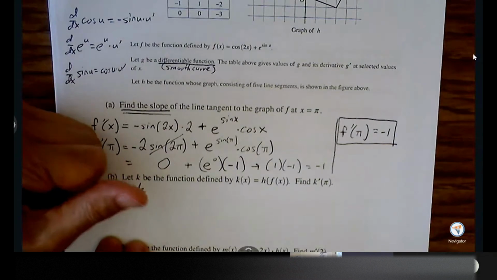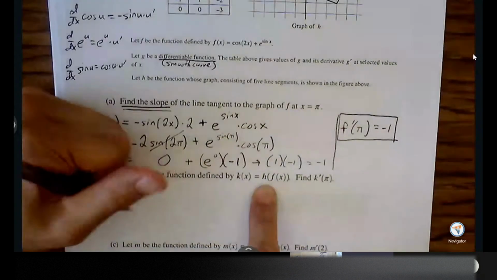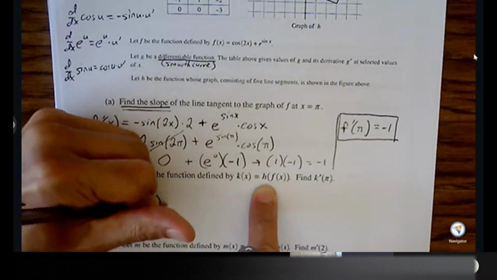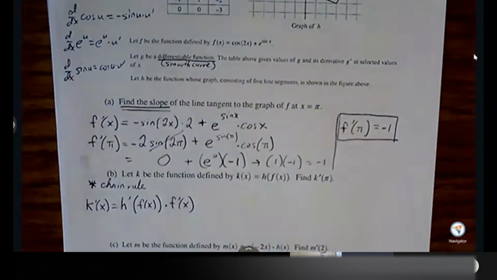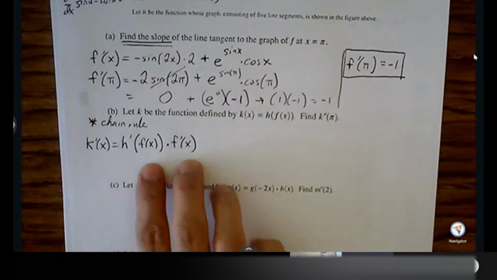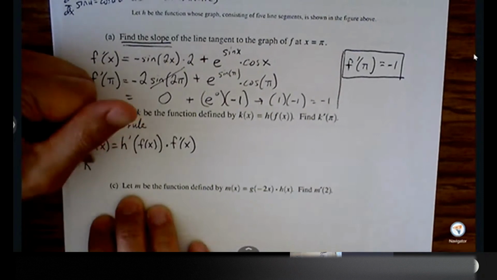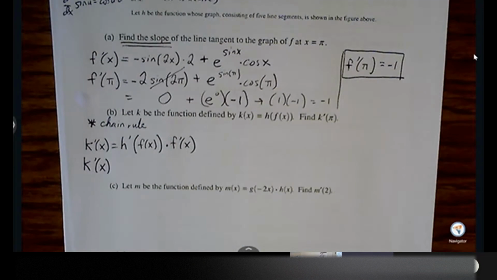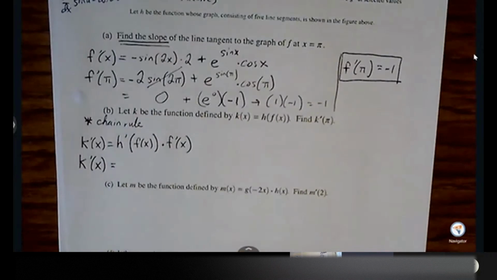So let's find k prime. We have the outside derivative first, so h becomes h prime, and we keep the inside intact, times the inside function's derivative, so f becomes f prime. All right, so there's our derivative. Now we can insert pi in for all the x's, and then piece by piece, we're going to try to eventually get these nested values into a numeric answer. Go ahead and replace that x with pi.